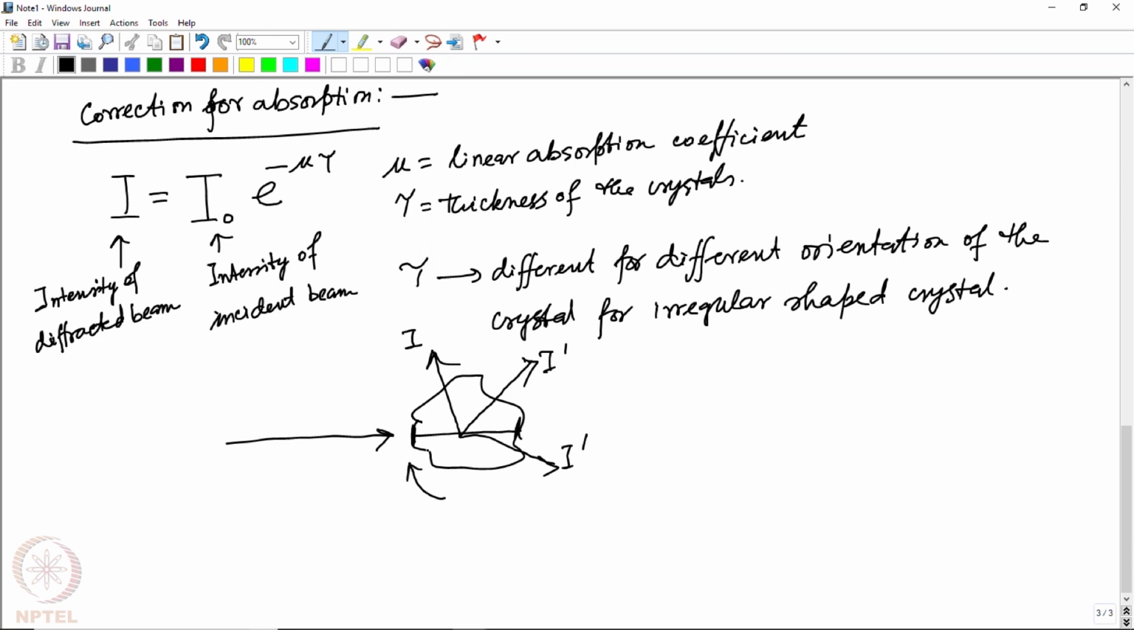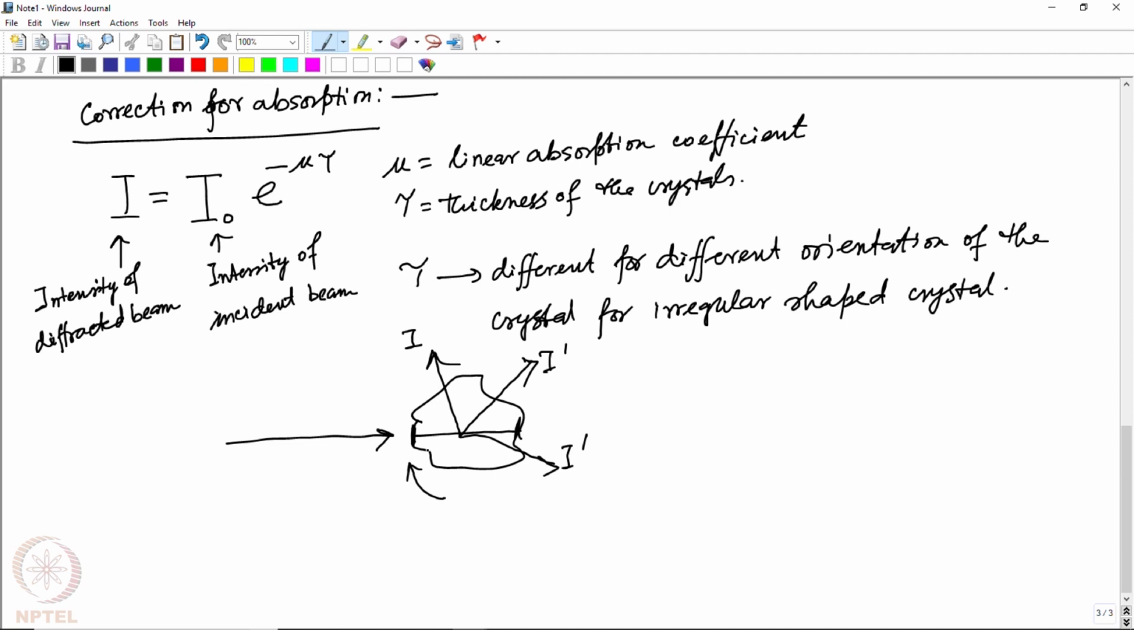During the data collection the crystal is moved about its axis, about phi. As a result, the shape with respect to which the beam is passing through is different. At some point it may be longer, at some point it may be shorter, and so on. As a result, the value of tau will keep on changing during the data collection from one frame to another, one set to another set, and so on. So tau changing continuously for an irregular crystal makes it even more difficult for any absorption correction program to apply.